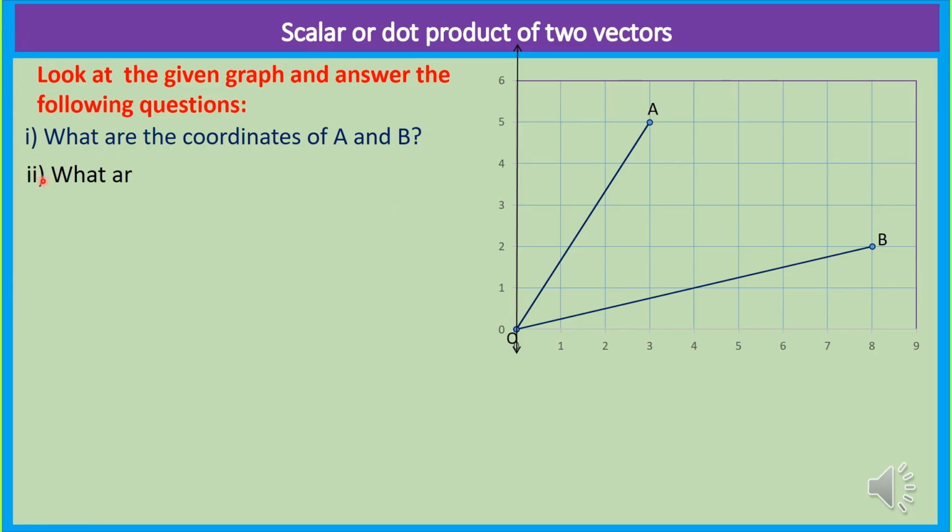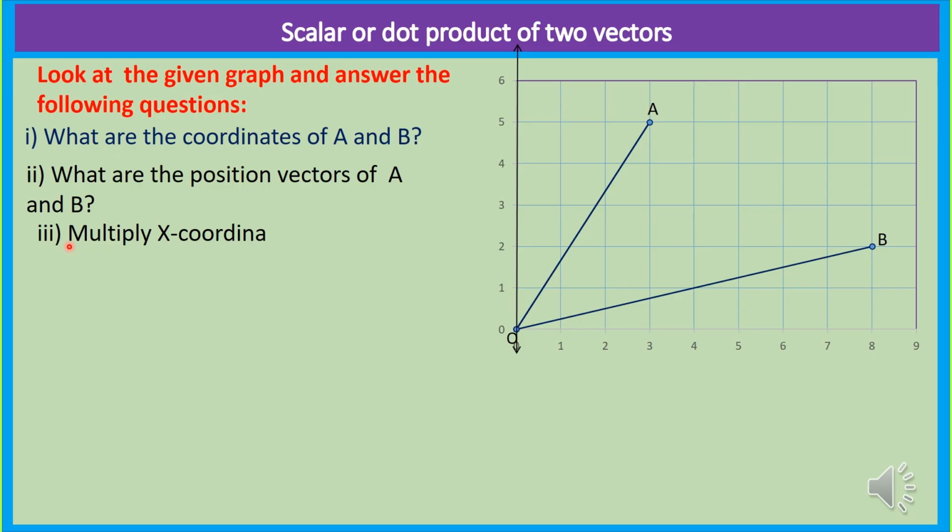Now second question is, what are the position vectors of the point A and B? Okay, the position vectors are also 3, 5 and 8, 2. Now move to the third question.